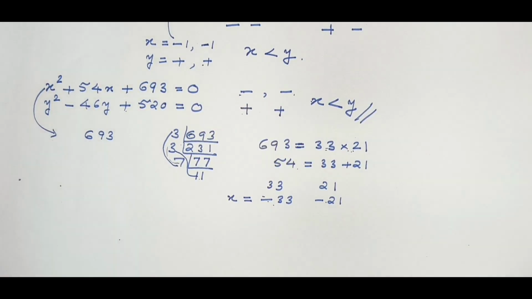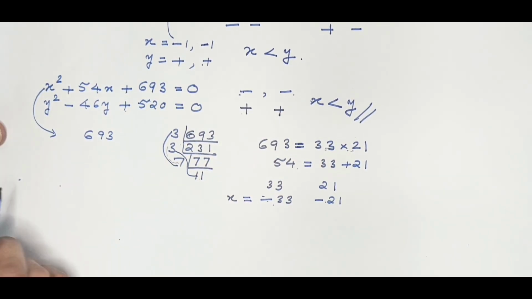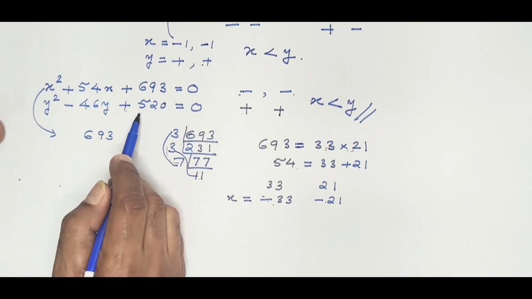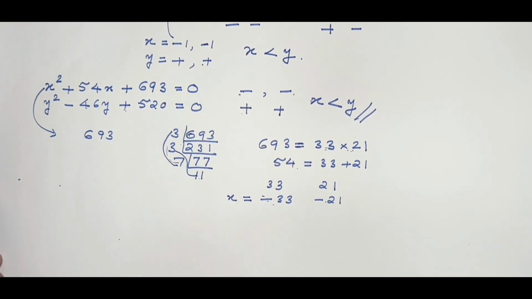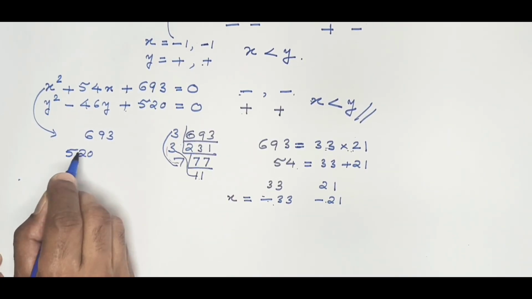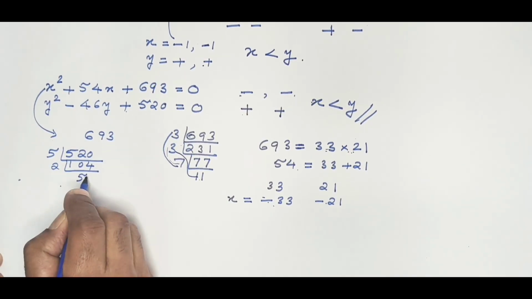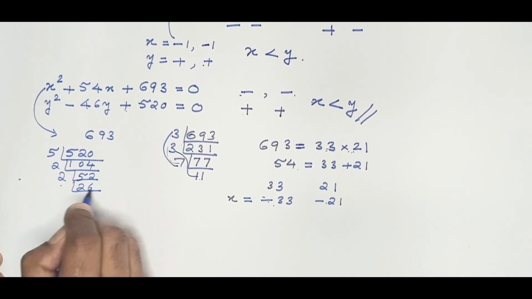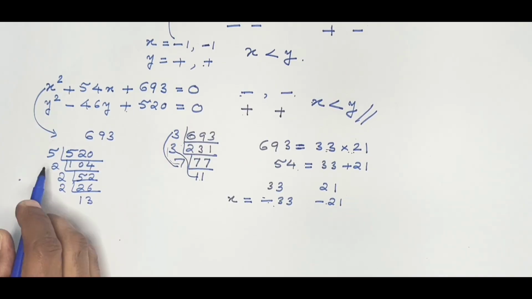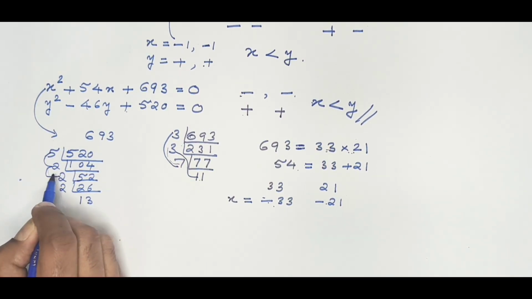The solution of the second quadratic equation. See, when the numbers are big, it's not that easy to get the numbers into which this can be factored that fast. So we will use this method. For big numbers, this is the method to be adopted. You write 520 divided by 5, you get 104, 52, 26, 13. So we got 5 factors. These factors are to be adjusted in such a way that the sum of those two numbers turns out to be 46.